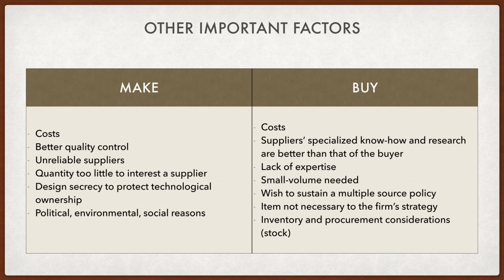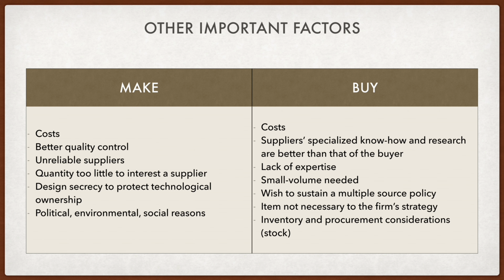In addition to that, you may also have the wish to sustain a multiple source policy. And it could also be the case that the item is not necessary to the firm's strategy. If it's just pens, whatever. And the last one would be if your inventory and procurement considerations are too low. Basically, you do not have enough stock shelves to keep all the things on stock. You say, okay, we buy 50 things a week and do not produce anything.